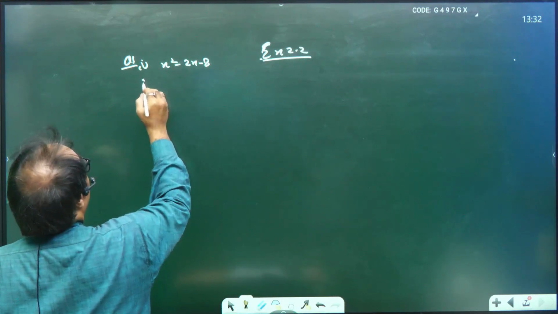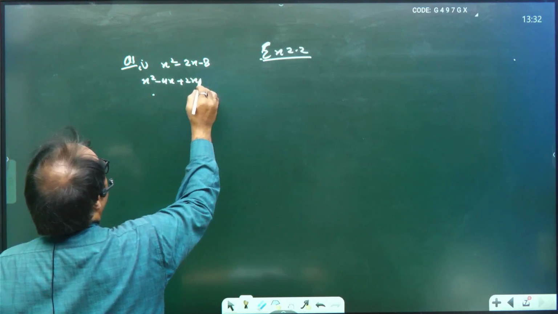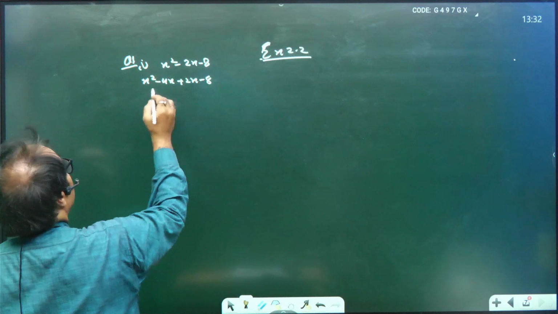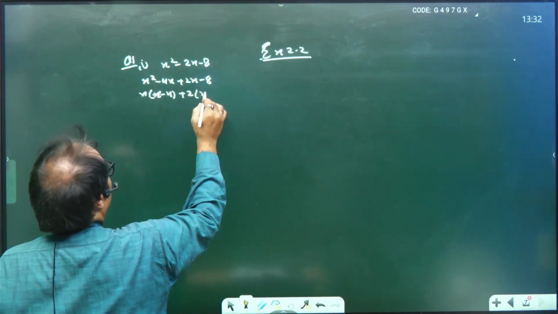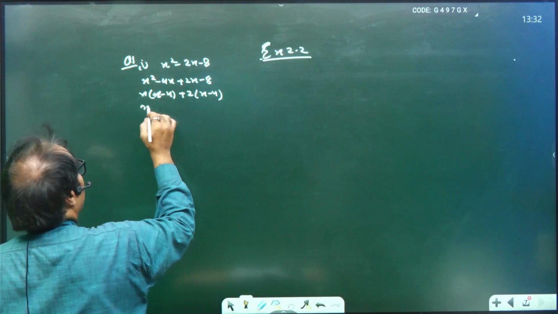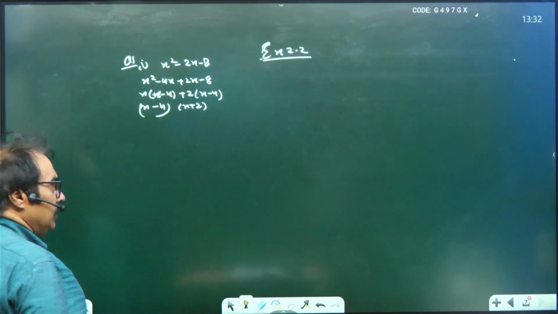So this will be x square minus 4x plus 2x minus 8. Now take x as a common, so x minus 4, and plus 2 as a common, x minus 4. So x minus 4 is again common, and x plus 2. So we got these factors.